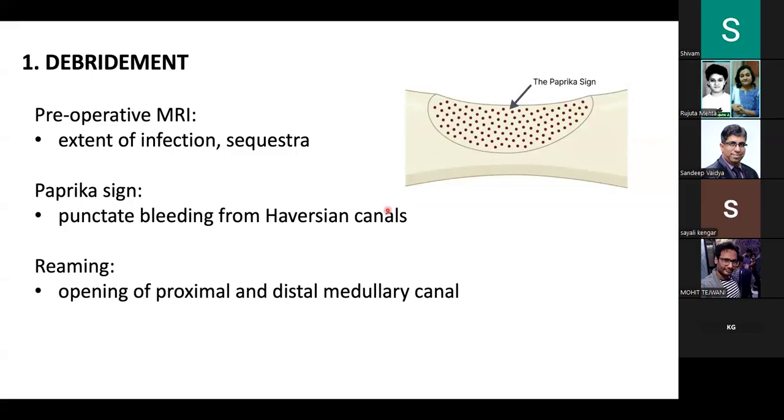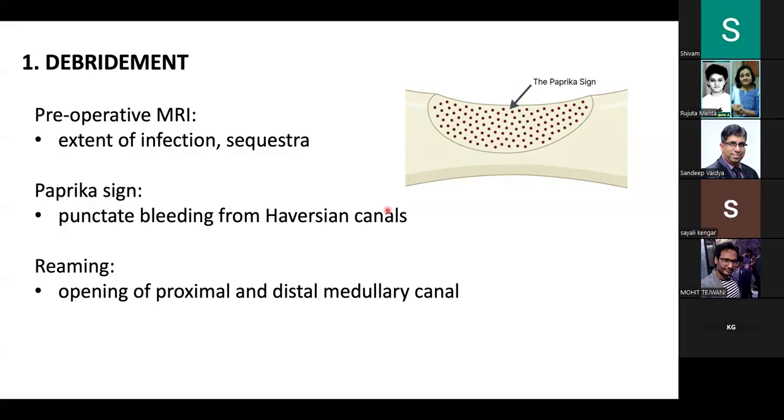Secondly, while doing a debridement of a sclerotic bone, I mentioned that the involucrum is very often sclerotic. So here you have to look what is the end point of your debridement. You have to look for something known as paprika sign, which means punctate bleeding from the Haversian canal. So that is what you should look for at the end of your debridement. And if that is present, you know that your bone is viable and you can stop at that.